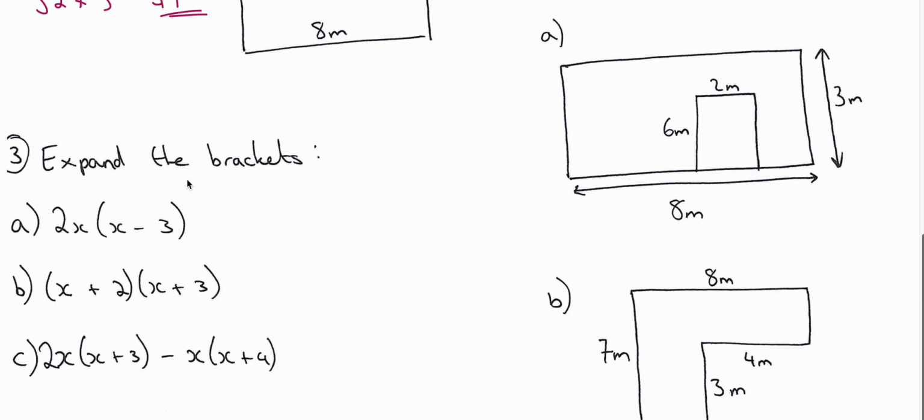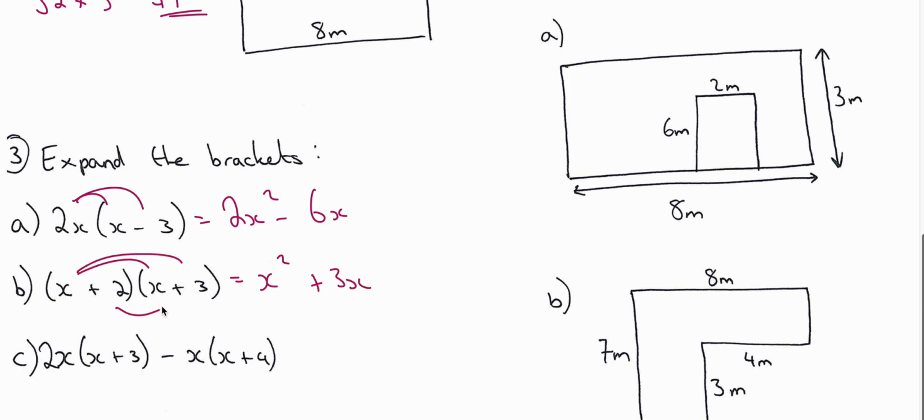Okay, question 2, expand the brackets. So we have got 2x squared minus 6x. The next one, we've got x squared plus 3x plus 2x and then plus 6, which is going to give us x squared plus 5x plus 6, and that's our final answer.